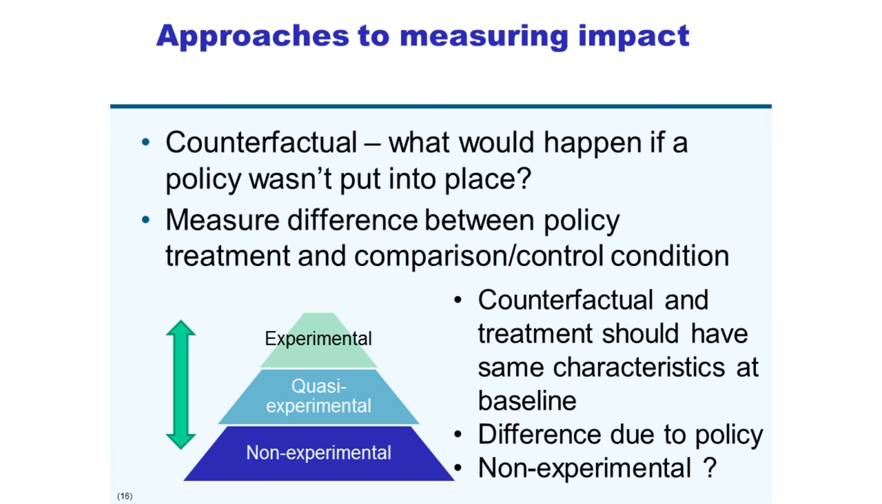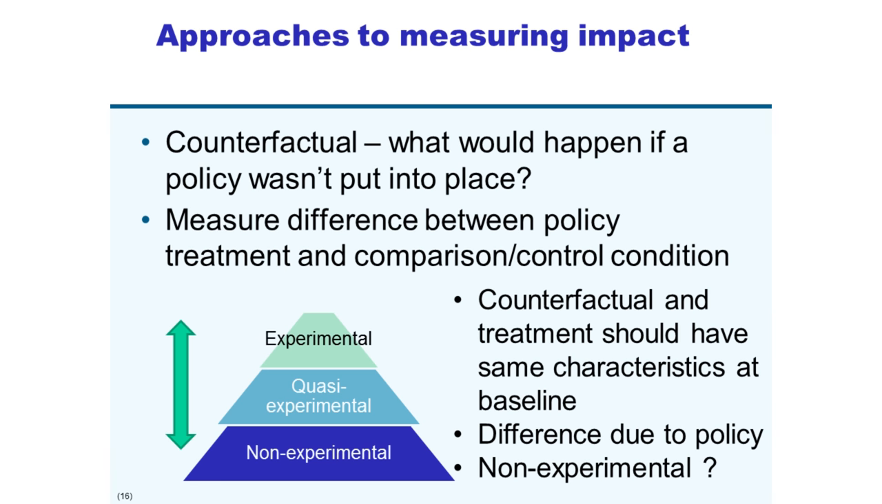I think I've got about 2 minutes left, which is shocking, because I'm going to just go through the slide around counterfactuals. So really, the counterfactual is about trying to get at the nub of the answer of what would happen if a policy wasn't put into place. So the essential component is that we're trying to measure the difference between being treated by the policy and what happened to those who didn't receive the policy, so the comparison or control conditions. Counterfactual treatment should have the same characteristics at the baseline, and also if you're looking across different policies, they should be equivalent in terms of the no additional treatment or no intervention. And what we're trying to see is whether the difference was due to policy.